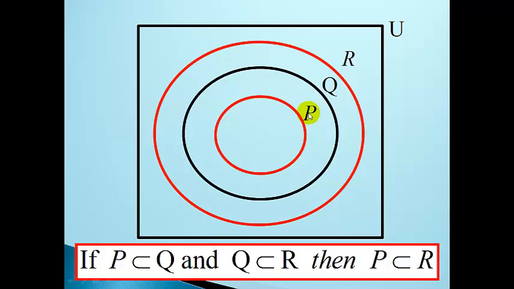Let me go over this. Take note of this. P is a subset of Q because P is within Q, as you can see. And Q is also a subset of R because Q is within R. This means that P is also a subset of R because P is within Q and Q is within R. So it means that P is a subset of R.